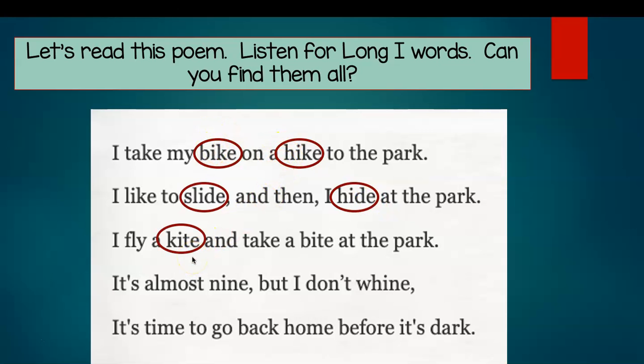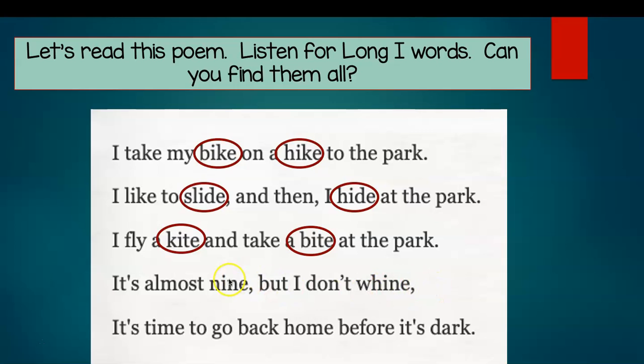Let's find this one. What word is it? Kite. And if we change the k to a b, we have bite. Kite and bite rhyme, and they have a long I sound. Let's look at the next line.